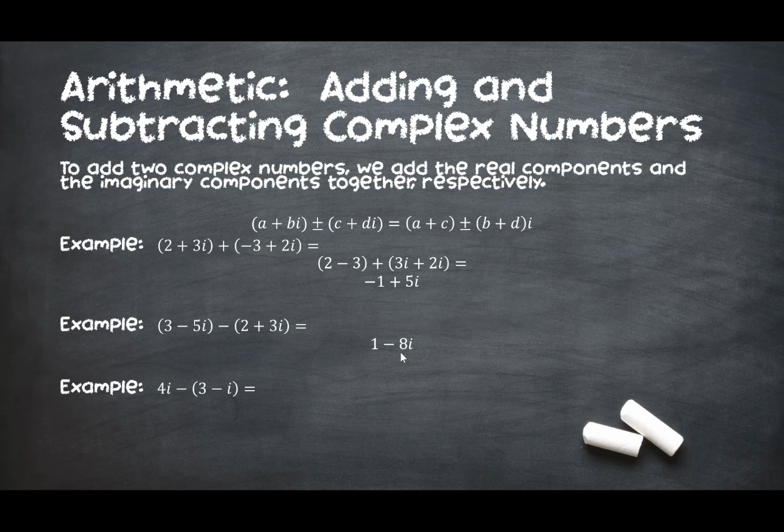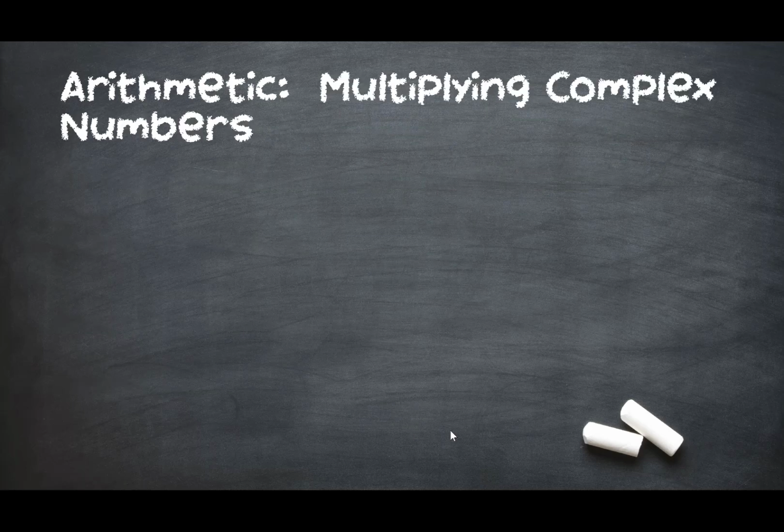In this case, we have 4i minus the quantity 3 minus i. For the 4i, let's note that the real component is just 0. We can distribute that subtraction sign across, so I get 4i minus 3 plus i. Combining the real and the imaginary components, I get a negative 3, so I'll bring this negative 3 down to here. And then 4i plus i gives me a grand total of 5i.